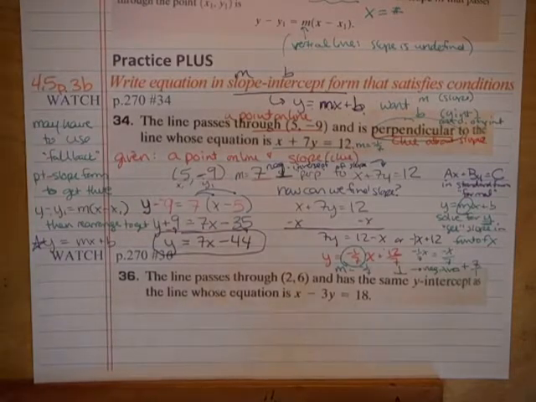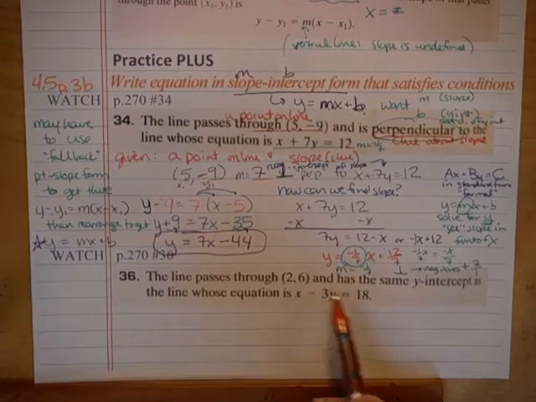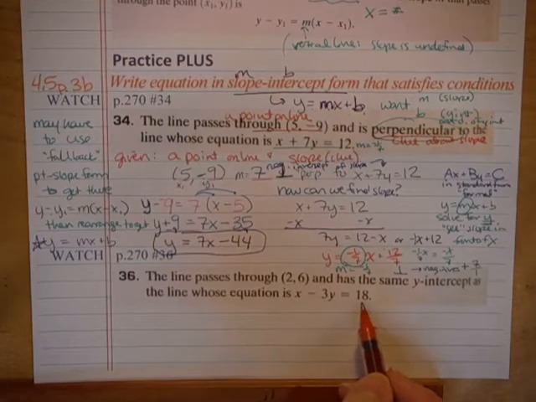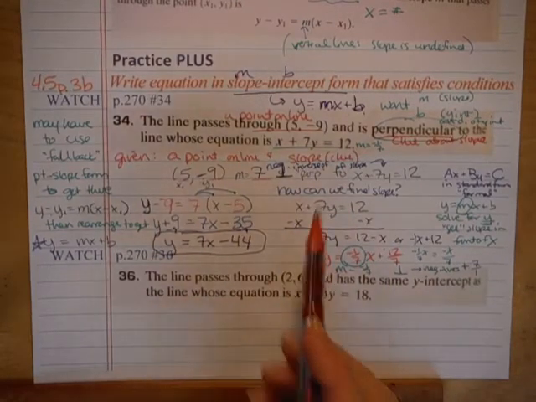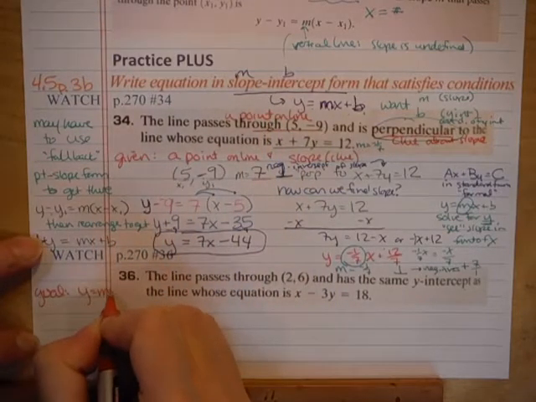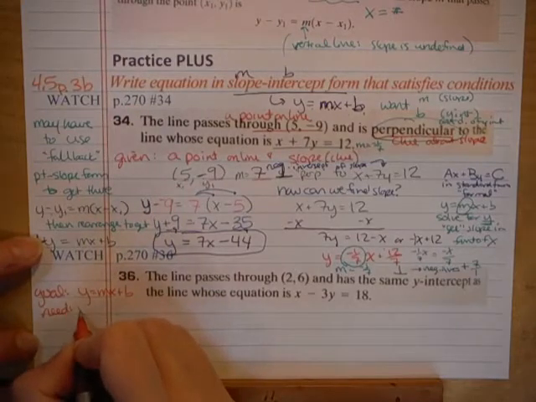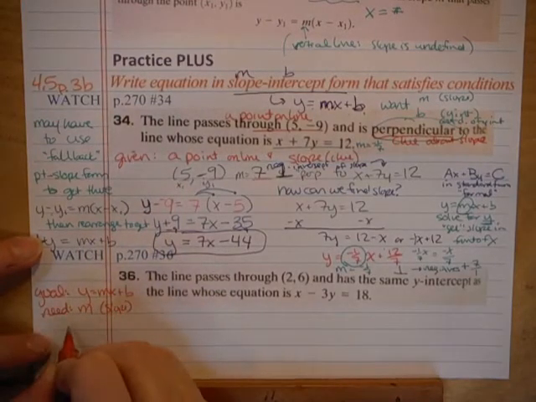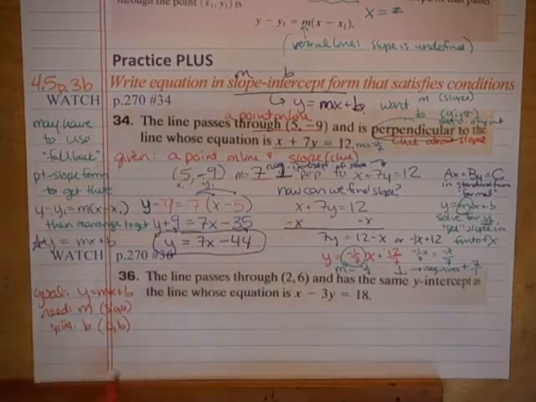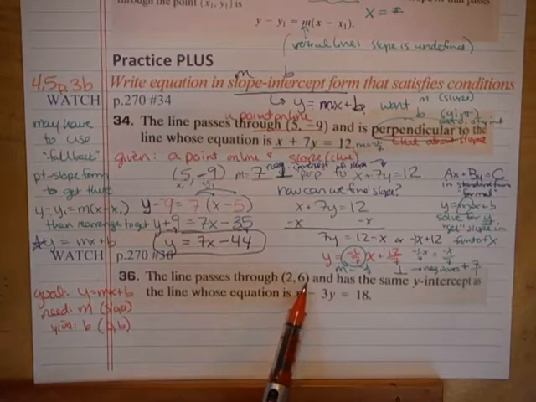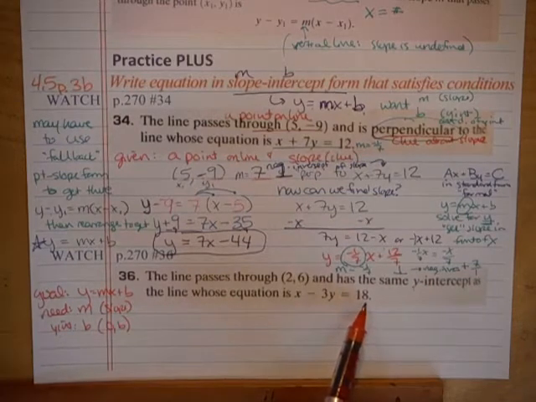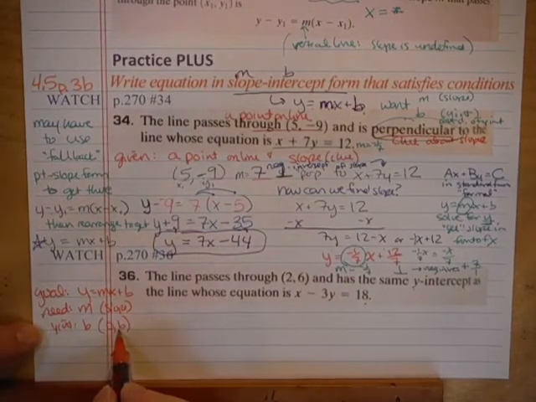Let's look at number 36. The line passes through 2, 6 and has the same y-intercept as the line whose equation is x minus 3y equals 18. So a little bit different pieces of information here. Again, let's keep our goal in mind. Our goal is to come up with y equals mx plus b, which means that what we need is our slope value for m, and we need the y-intercept value for b, the point 0, b. So this one says the line passes through 2, 6 and has the same y-intercept as the line whose equation is x minus 3y equals 18. So this time they're giving us a clue.